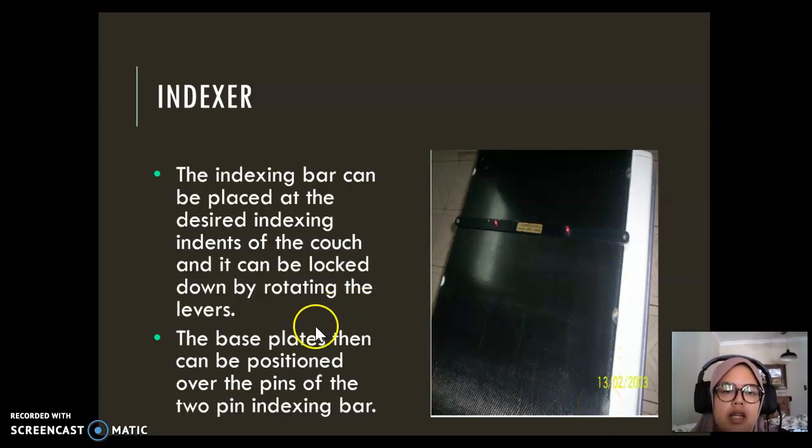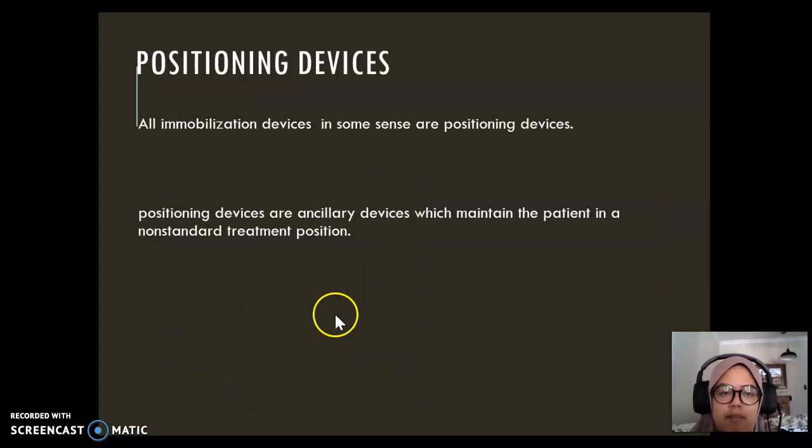Okay. Then you can lock it down by rotating the levers. They are at this side, on both sides of it. So they have the levers so that it can be locked down on the couch. Then after that, you can put the base plate over the pins. So these are the pins on the indexing bar. They will help to make sure that the base plate will not move and stays in a fixed position at all times. Okay.